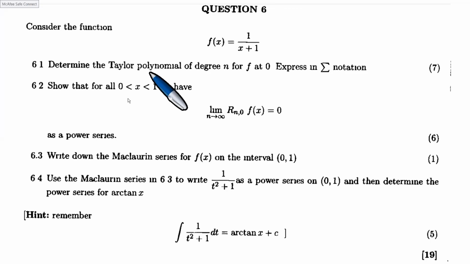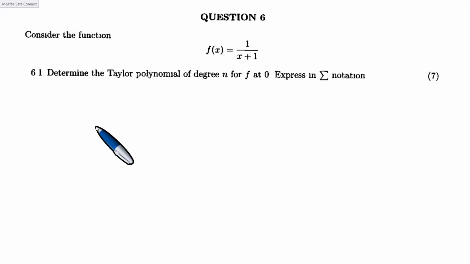To begin with, the idea of a Taylor polynomial of degree n for a function at 0 can be expressed in sigma notation. And so we need to determine the Taylor polynomial of degree n for f at 0. And this is therefore called the Maclaurin series. Okay, first question. Determine the Taylor polynomial of degree n of f at 0 and express it in sigma notation.